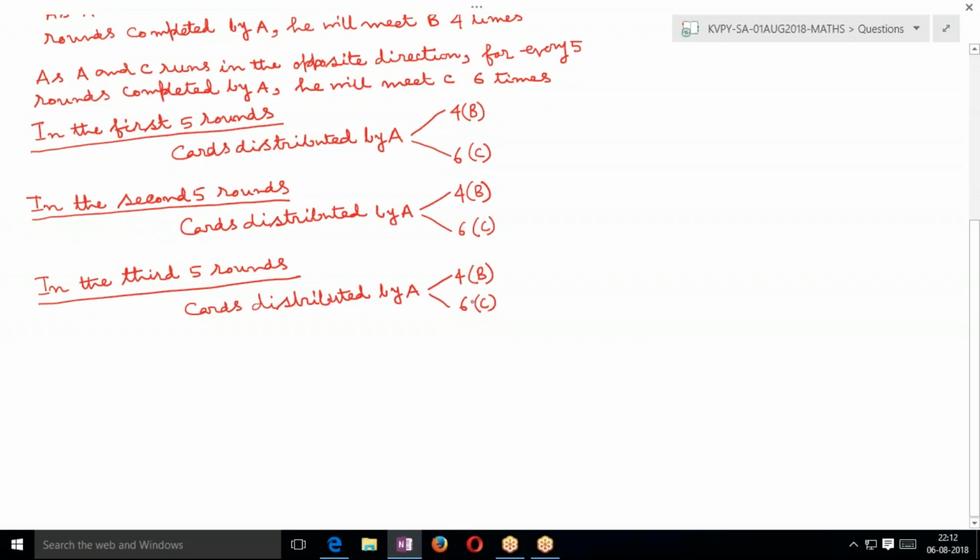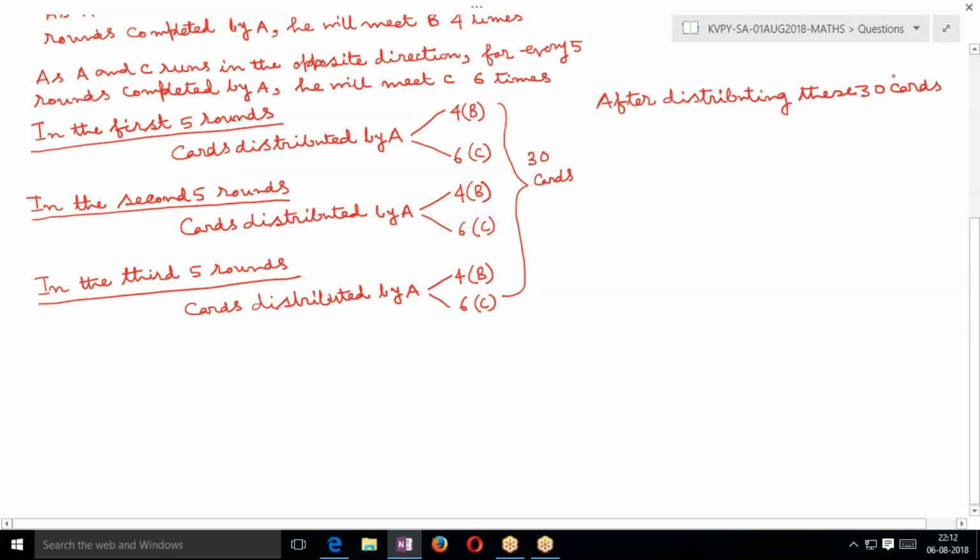After distribution of these 30 cards, how many cards have been distributed altogether? Total 30 cards. Correct. After that, what happens? At this point, after distributing all these 30 cards, they are at the same point again.